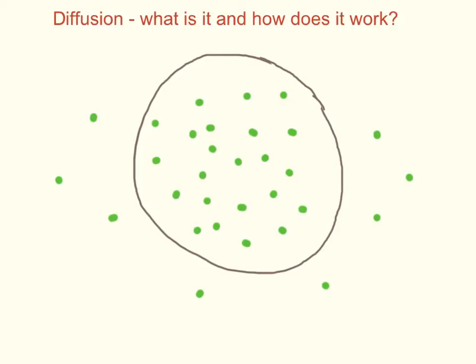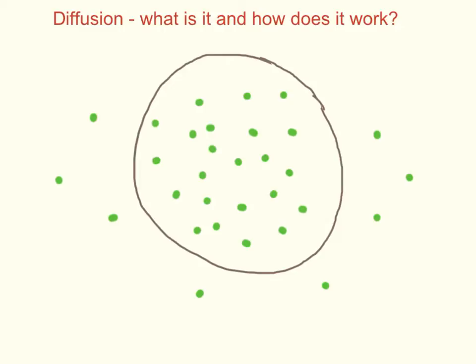First of all, you can see on this diagram that there is a cell, and you can see that inside and outside the cell there are some particles or molecules. It doesn't matter what these particles or molecules actually are, because diffusion can happen to any particle or molecule as long as it's small enough and as long as it's in a gas or it's dissolved in a liquid, in a solution.